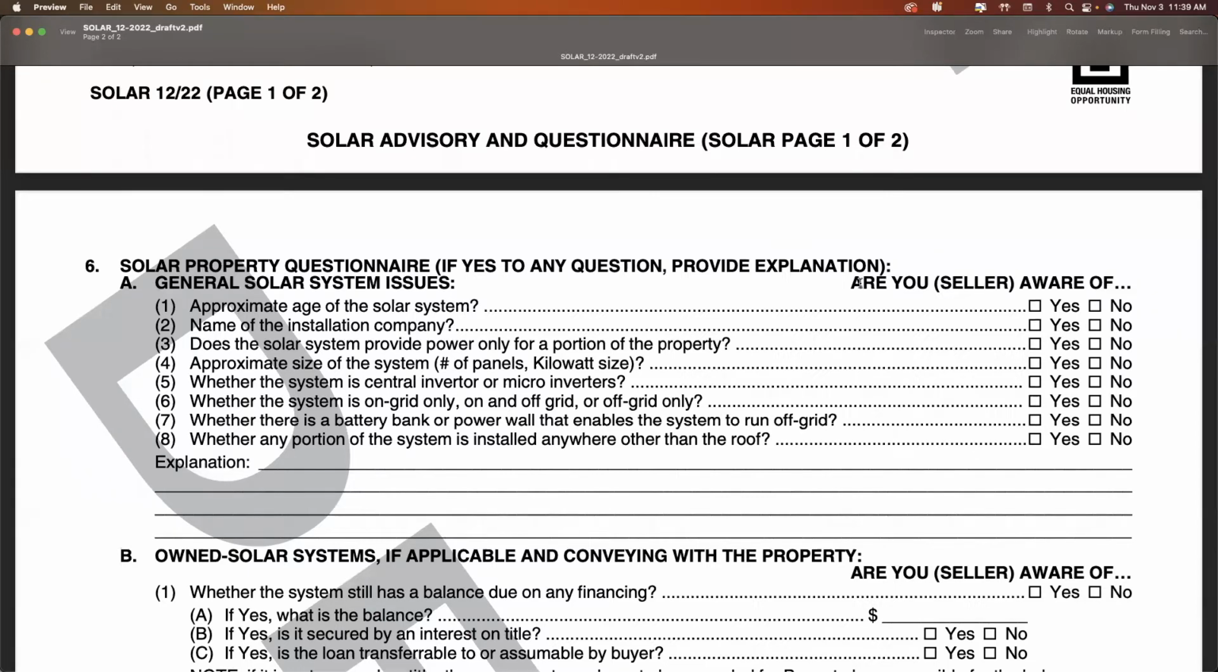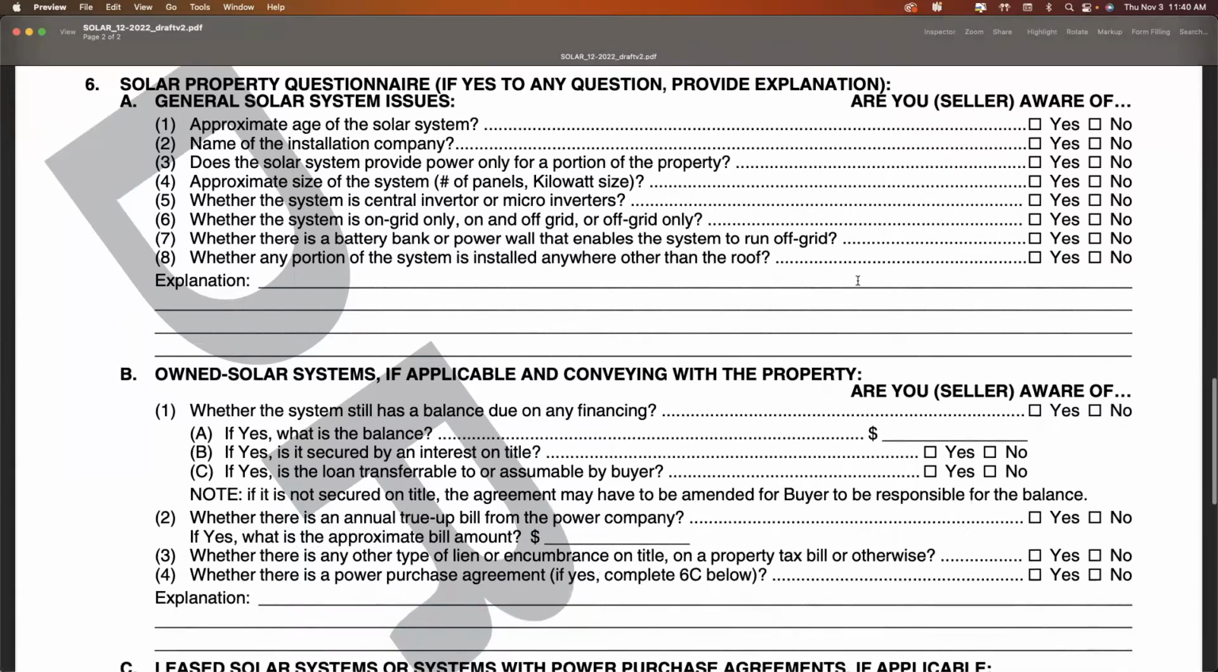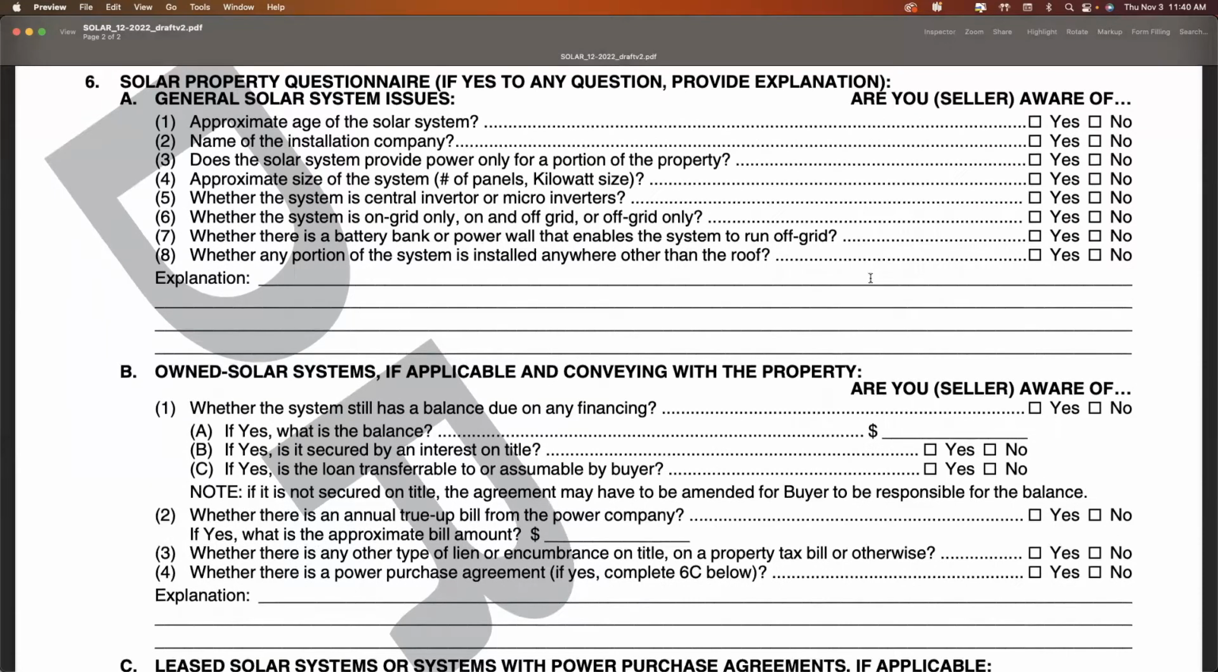What's going to happen now is this is going to prompt conversations. I think it's going to be good because it's going to clarify a lot of things. Whether there is a battery bank or power wall that enables the system to run off-grid. Whether any portion of the system is installed anywhere other than the roof. And then whatever's a yes, you're going to explain. Okay?